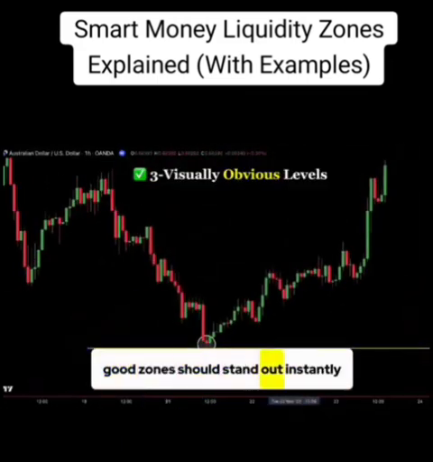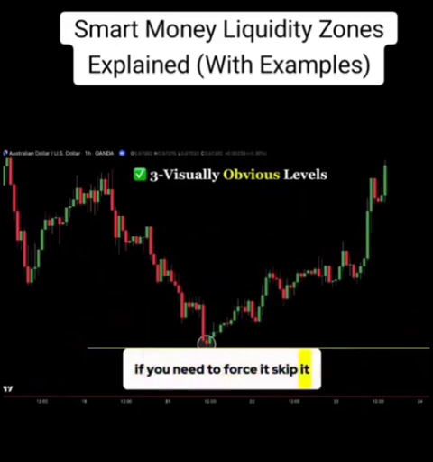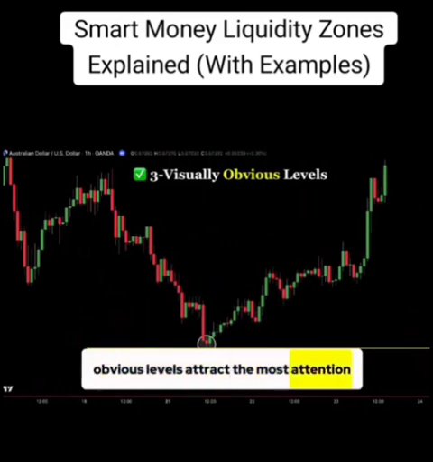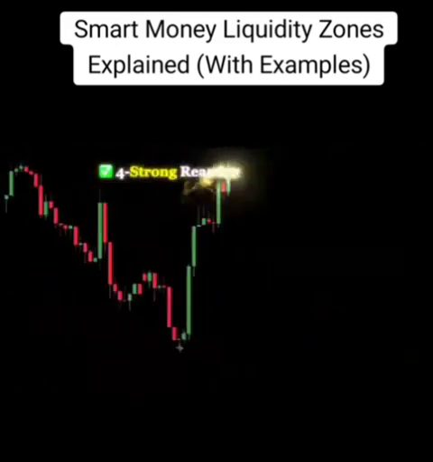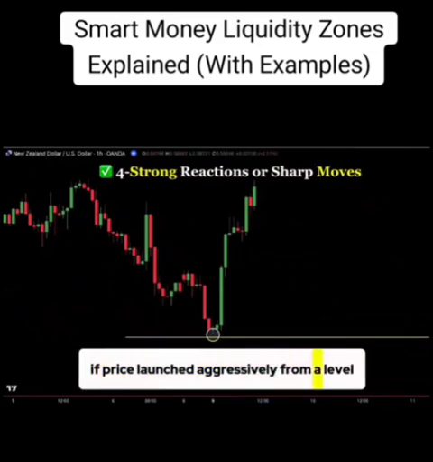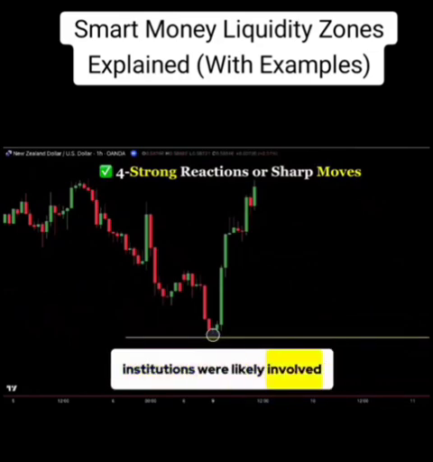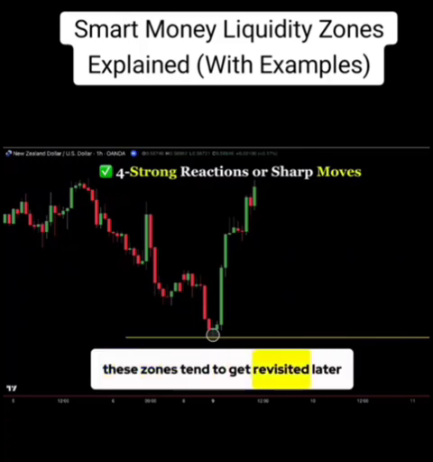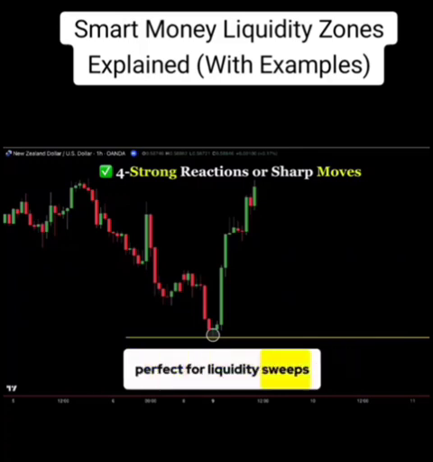Good zones should stand out instantly. If you need to force it, skip it. Obvious levels attract the most attention and the most orders. Strong reactions or sharp moves. If price launched aggressively from a level, institutions were likely involved. These zones tend to get revisited later, perfect for liquidity sweeps.